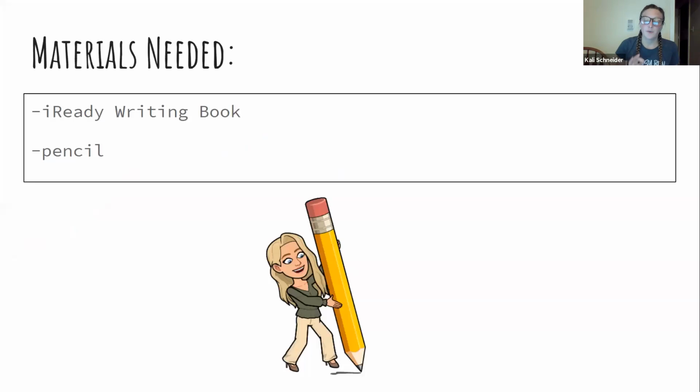Make sure you have your iReady writing book. I know most of you do not have that at home, so please make sure you have paper to write on or something to follow along with so that you can submit your work when you are done. You also need a pencil or something to write with.